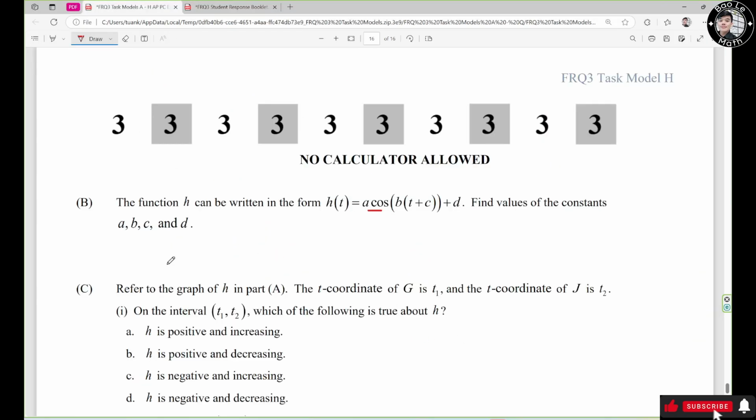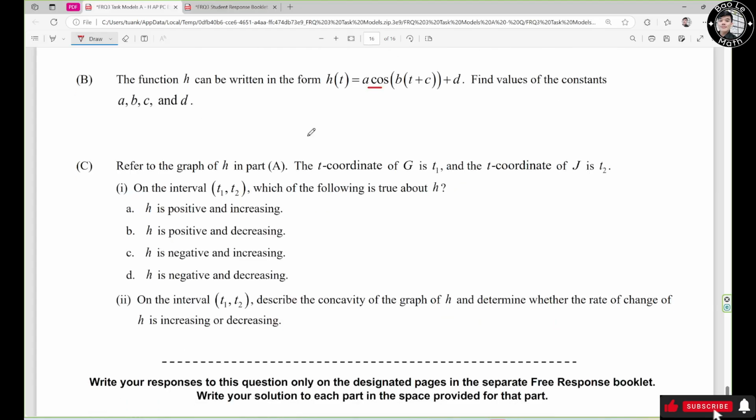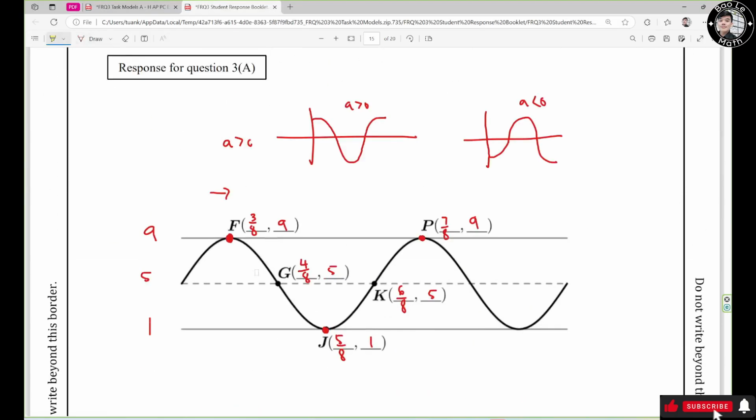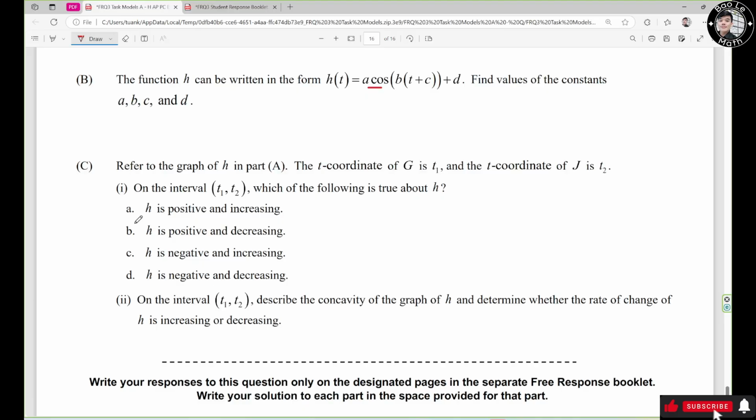Alright, let's move on to the next one right here. Within the interval T1, T2 of G and J, I look at G and J right here. And look at the y value right here. The y value is positive, so the function is positive. And then it's going down, which means it's decreasing. So h is positive and decreasing, the answer must be B.